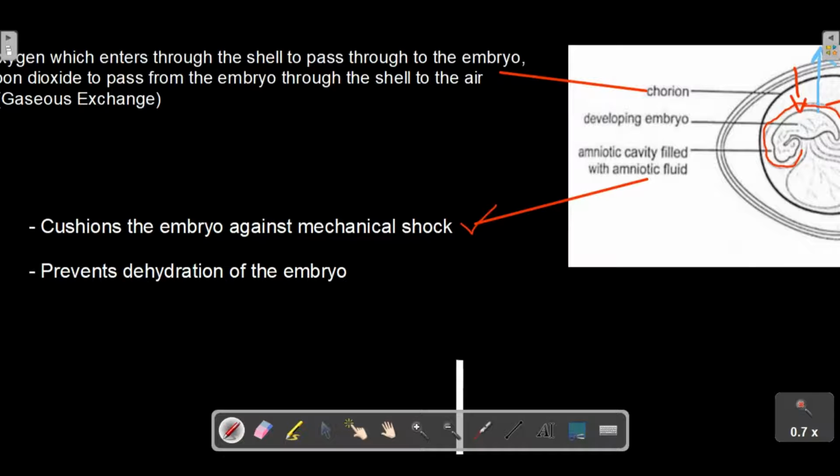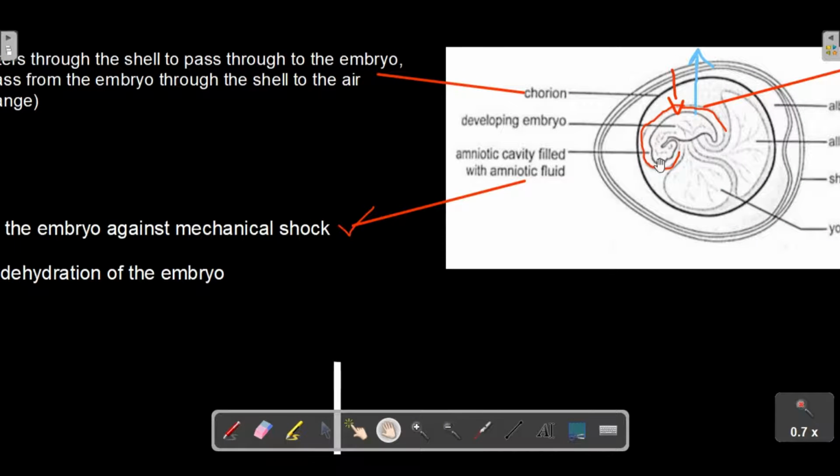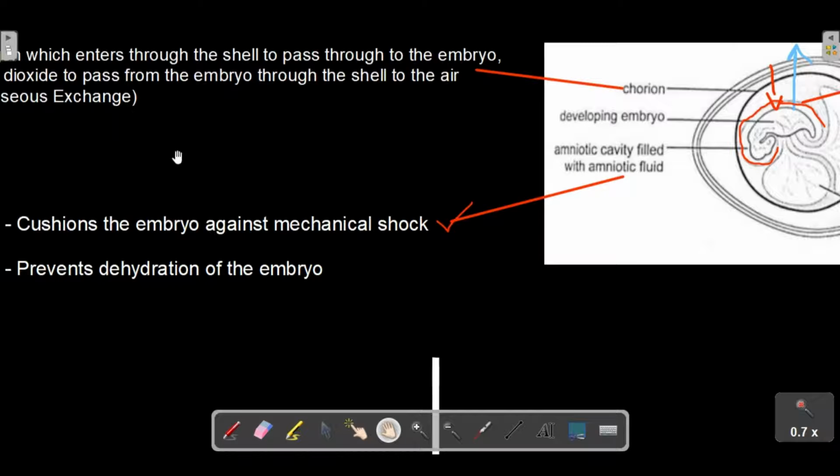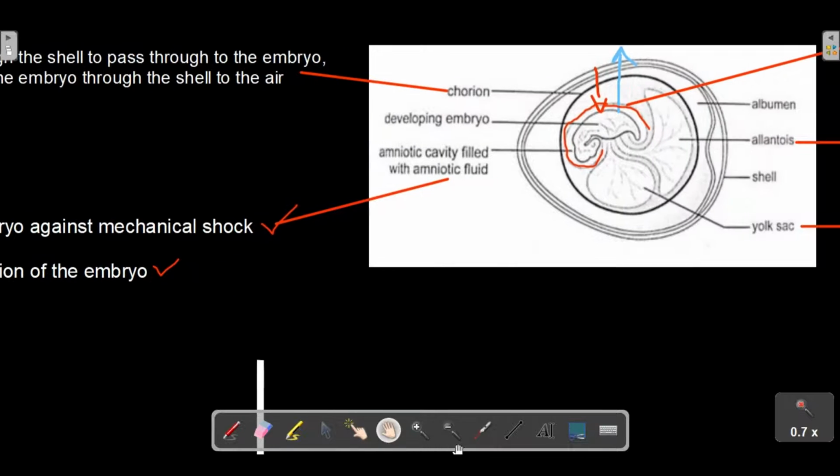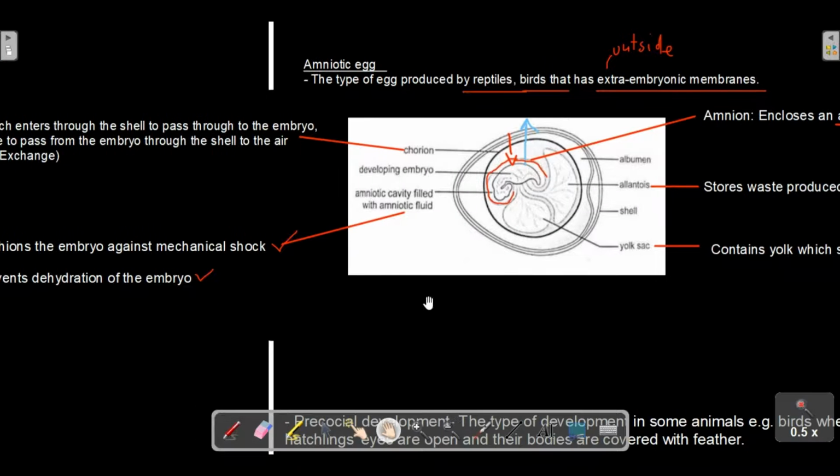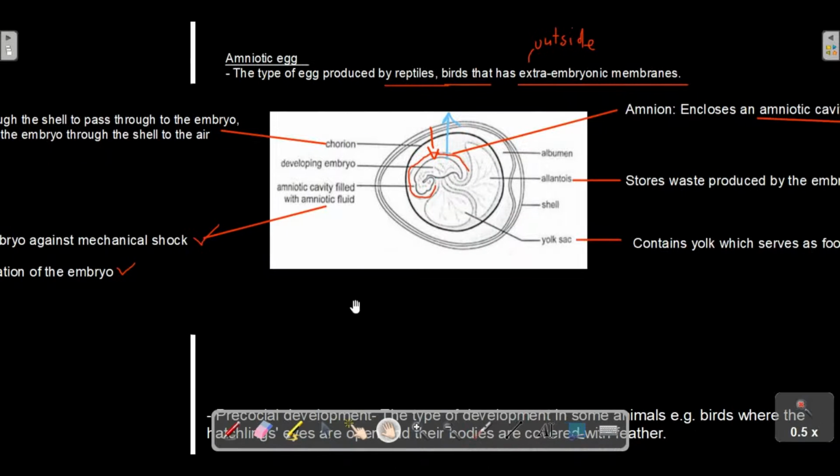Remember, an egg is not going to stay in one position all the time. It's going to roll, it's going to move, and while that happens, this fluid that is inside the amnion protects the embryo, prevents the embryo from injury. So it absorbs that mechanical shock. The second function that it performs is that it prevents dehydration of the embryo. The embryo requires to be hydrated all of the time. So that amniotic fluid inside of the amnion provides these two critical functions, right?